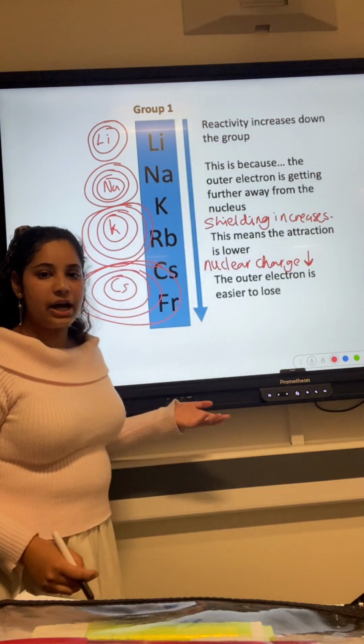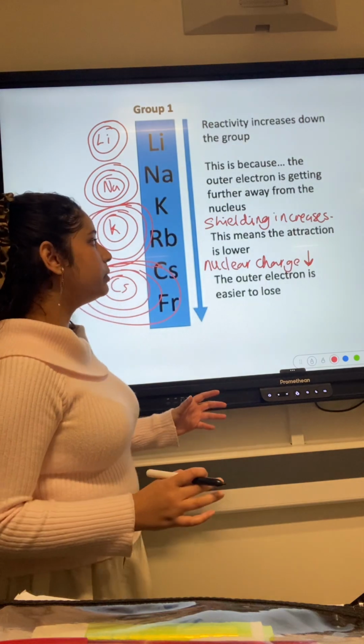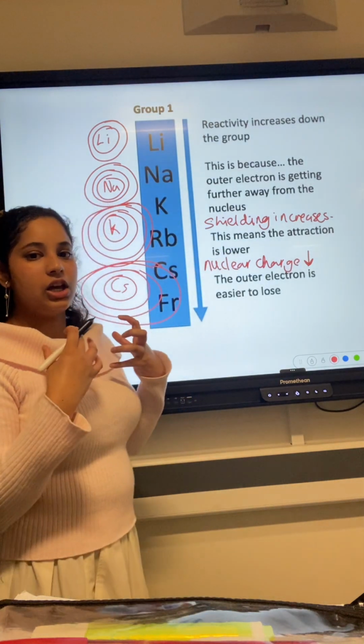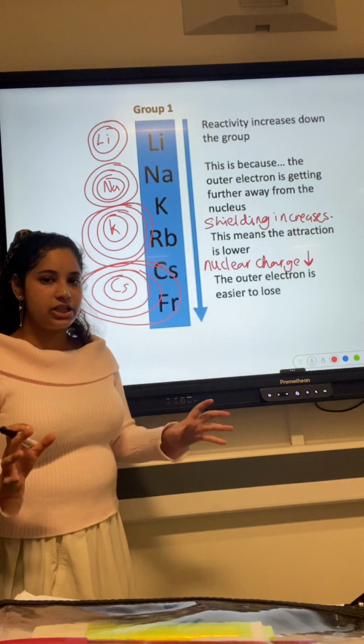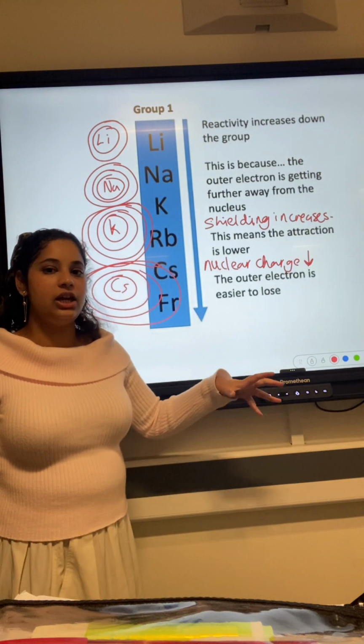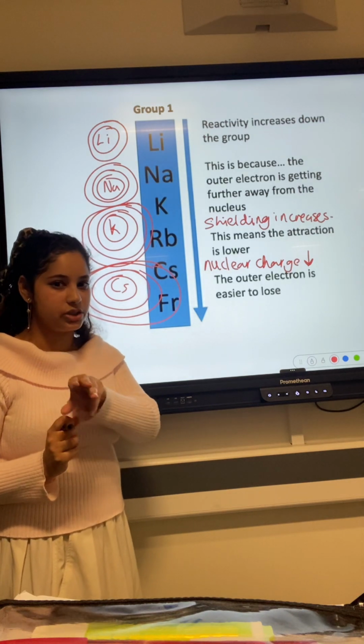So this is what happens in your periodic table. When you go down a group, the shielding increases and the nuclear charge decreases. So the term nuclear charge means the ability of an atom to pull in the outer shell electrons, or the ability of the positively charged nucleus actually.